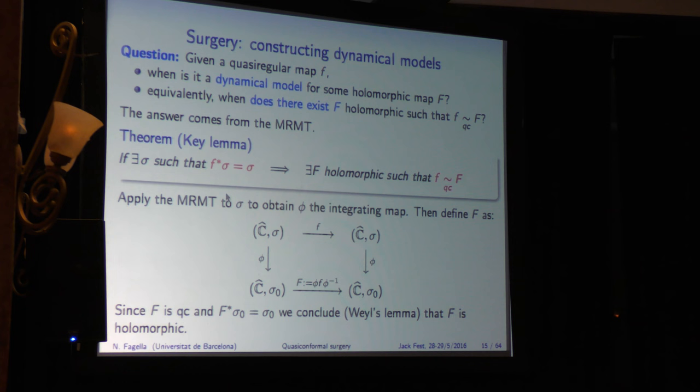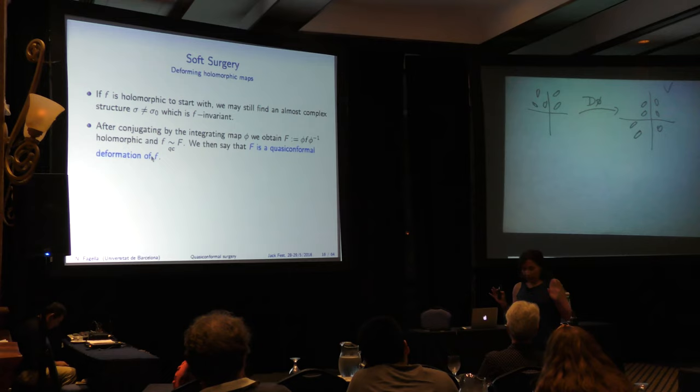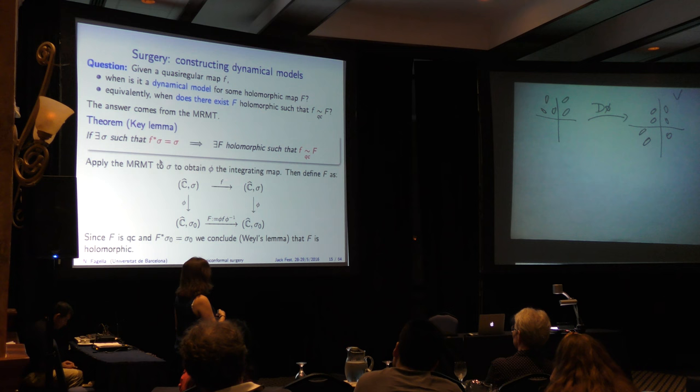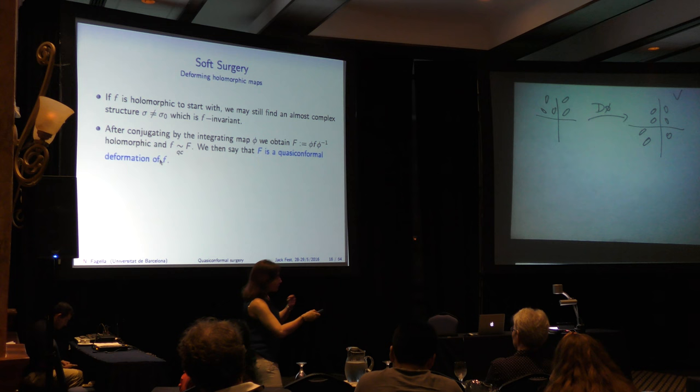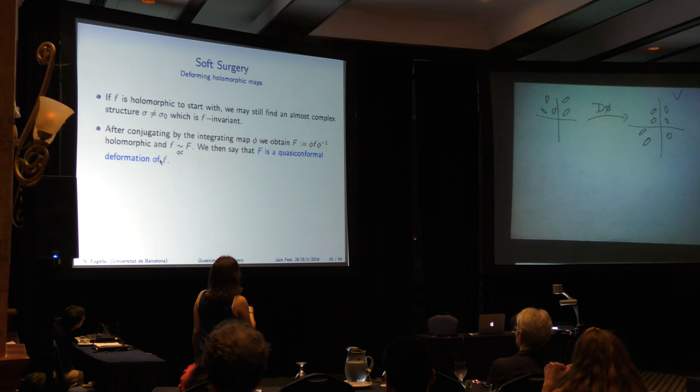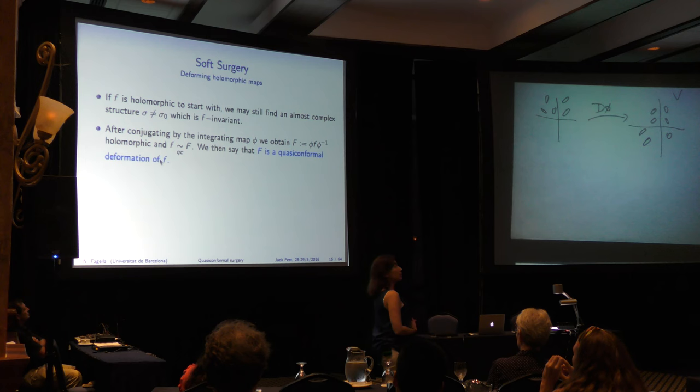Well, let me make a parenthesis. So, sir, this is one type of surgery. Sometimes, actually, one can start already with a holomorphic map and simply change the complex structure. So instead of cutting and pasting, you could start with a map, change your complex structure and ask the same question, right? If you change it in a way that it's still f-invariant, then when you conjugate, you will obtain a new holomorphic map conjugated to the original one. This is what's called a deformation of your map.